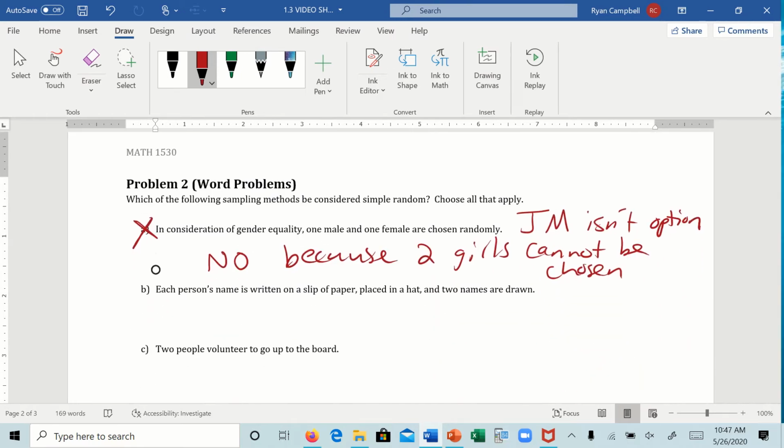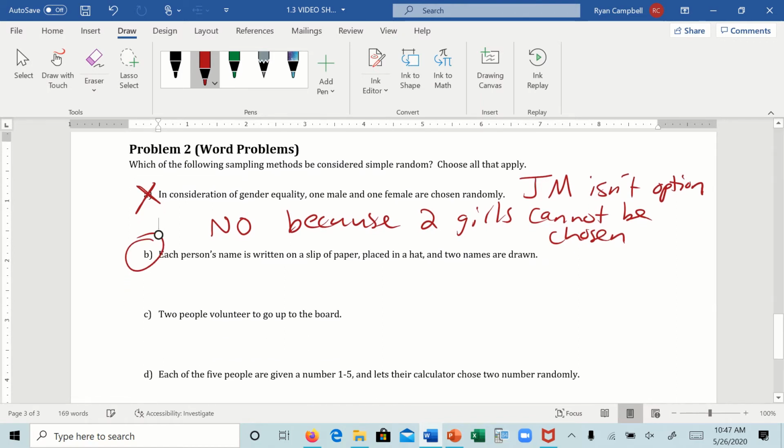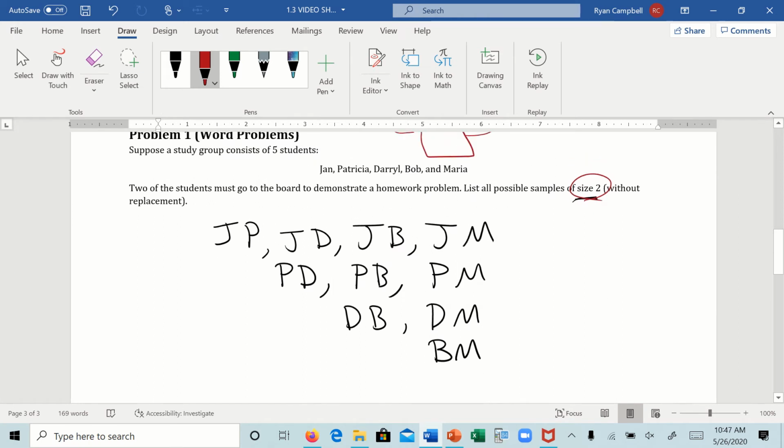So yes, this one would be simple random. Oh, hold on. There we go. Two people volunteer to go up to the board. So, are all of these equally likely if I just ask for two people to come up to the board? Some people might think yes, but let's think about it a little more.